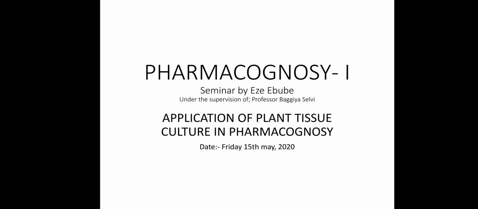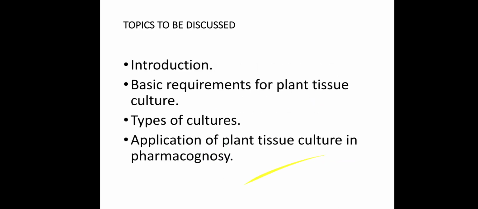Today I'm going to be talking on the topic application of plant tissue culture in pharmacognosy. This is a topic in Unit 3 of Pharmacognosy 1, B Pharmacy, fourth semester. I'll be talking to you about the following topics, which include the introduction, then the basic requirements for plant tissue culture, then types of cultures, then application of plant tissue culture in pharmacognosy, which is basically the major topic I'll be talking to you about today.